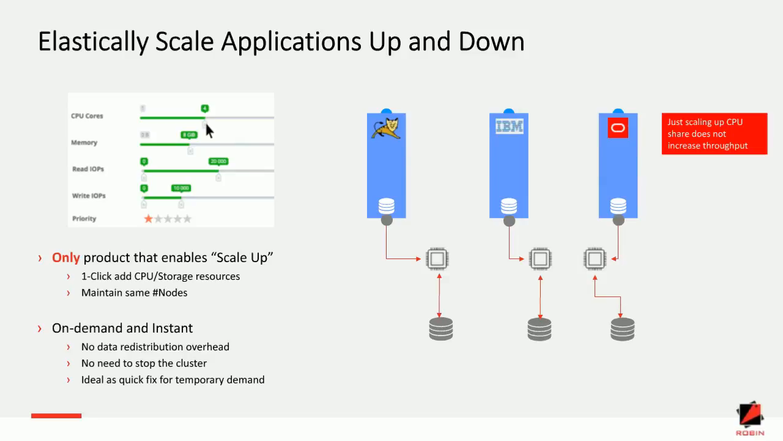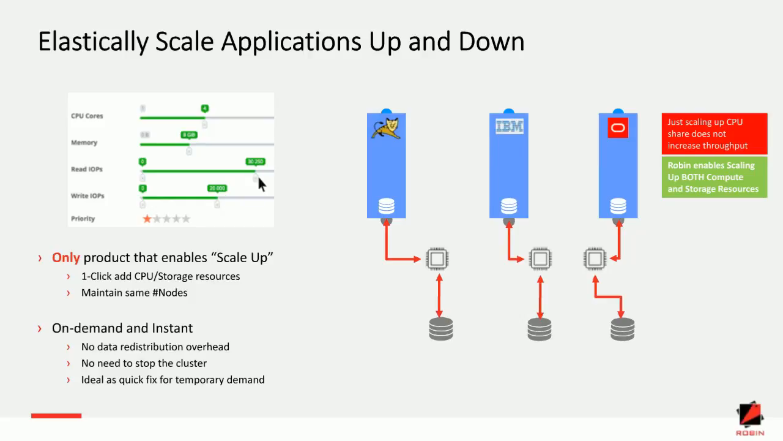But that may not solve the problem, especially if you're dealing with databases as part of your app hierarchy. And so for databases, you need control over IOPS. And Robin will allow you to do that as well. So I can simply go and with a slider, give my applications more read and write IOPS. And now you will see faster performance from the database as well.